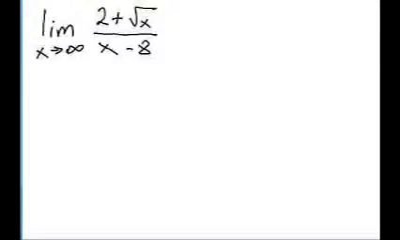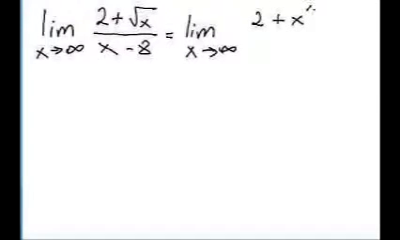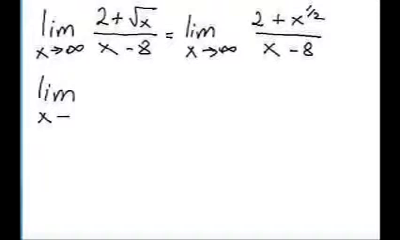Let's find the limit of (2 plus square root of x) over (x minus 8) as x becomes really, really large. In this case, even though this is not a rational function because of the square root of x that is present, I can still use the same trick as we've been using with rational functions. Namely, I'm going to take the highest power of x present, and I'm going to divide through top and bottom of the fraction by that highest power of x present.